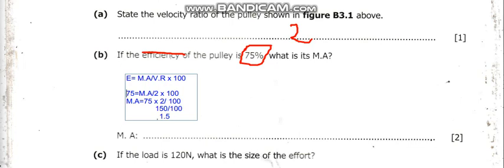So we need to understand that the formula will lead us to finding the actual answer that we need at the end of the day. So the answer that we needed is 1.5, which is our mechanical advantage. So that is very important. The most important thing in this case is that we need to master the formula so that it can assist us when it comes to the calculation, because without the formula it is going to be very difficult.